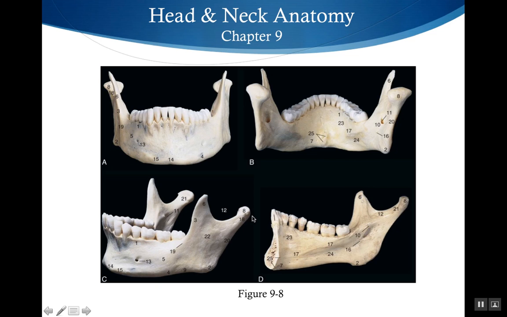Okay, now the condyle is part of the TMJ, or the temporomandibular joint. And the mandible is actually attached to the cranium, or to the skull, by ligaments, and it's held in place by the muscles of mastication. Another thing to point out on the mandible is the mental foramen. Okay, this little hole right here. It's located on the facial surface, and it's typically between the first and second mandibular premolar. And this is where the terminal branch of the inferior alveolar nerve exits the mandible.